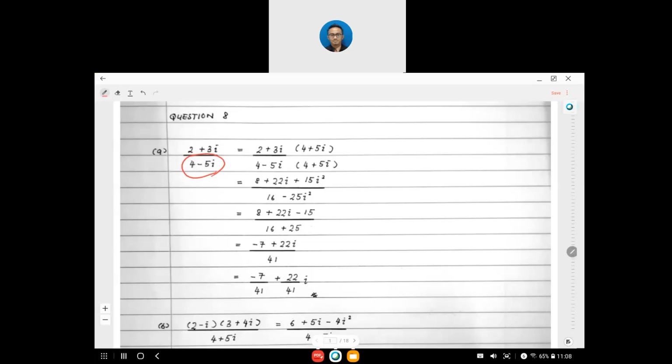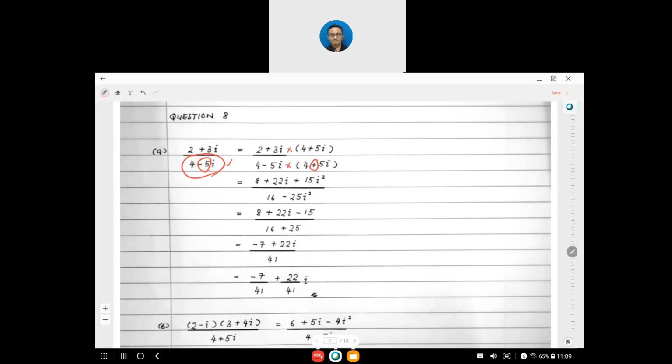Conjugate of the denominator, we are referring to the complex number, here on the imaginary part. The imaginary part is the i value here. The first one is -5, so its conjugate is +5. And of course, when the denominator is multiplied by this value, the numerator must also be multiplied by the same. You must multiply by 4 plus 5i.